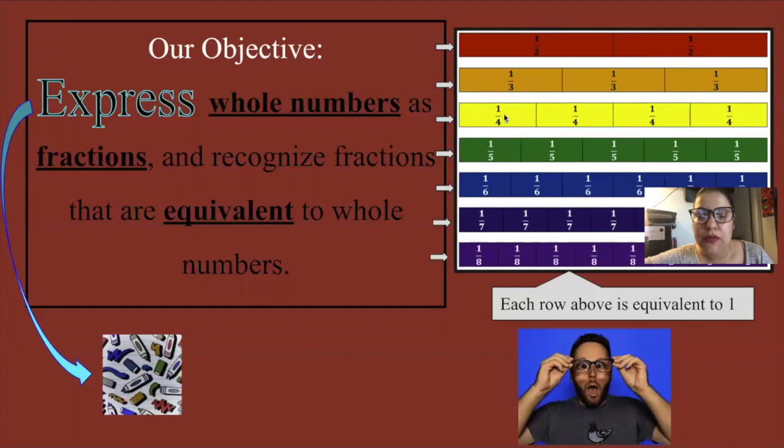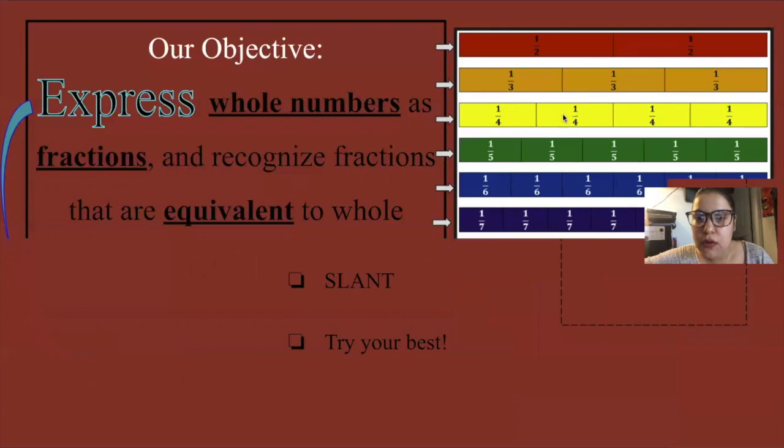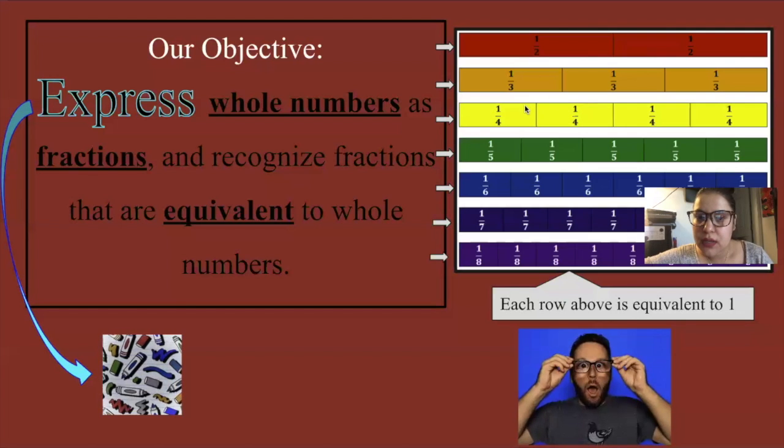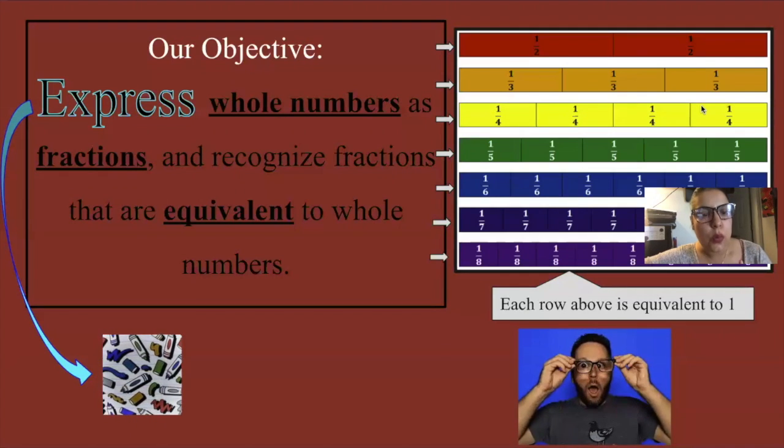Let's take one more, for example, this yellow line right here. The whole line is equal to 1 whole, but if I divide it into 4 parts, the fraction is 1/4 plus 1/4 plus 1/4 plus 1/4 equals 1. So every single one of these lines is equal to 1, even though the fractions inside are different. And we're going to learn a little bit more about why that is true.